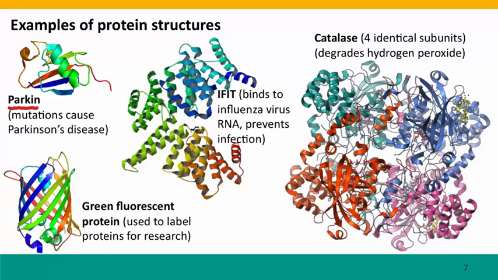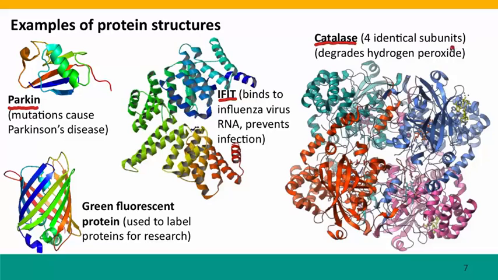This is a protein that binds influenza virus. You'll see here, let me just point out some structures. This is alpha helix, this coil. This is beta sheets. They're sort of lying down on top of each other. This is what's called a barrel, formed by a whole tube of beta sheets wrapped around a central core. The IFIT protein, which binds to influenza virus RNA, consists almost entirely of alpha helix. And catalase, this is a complicated protein.